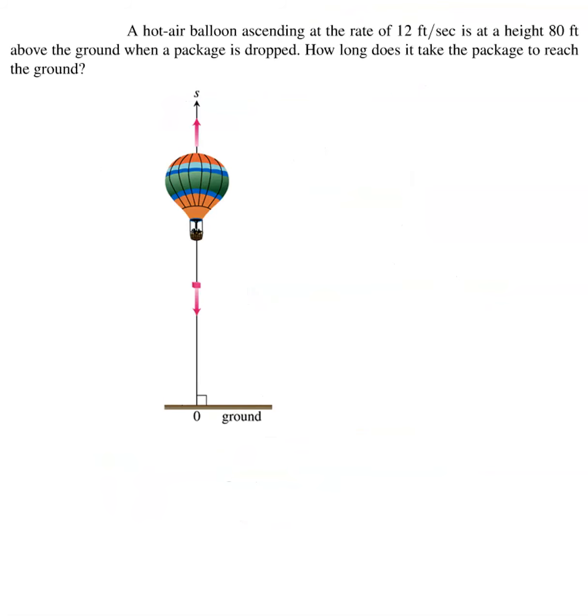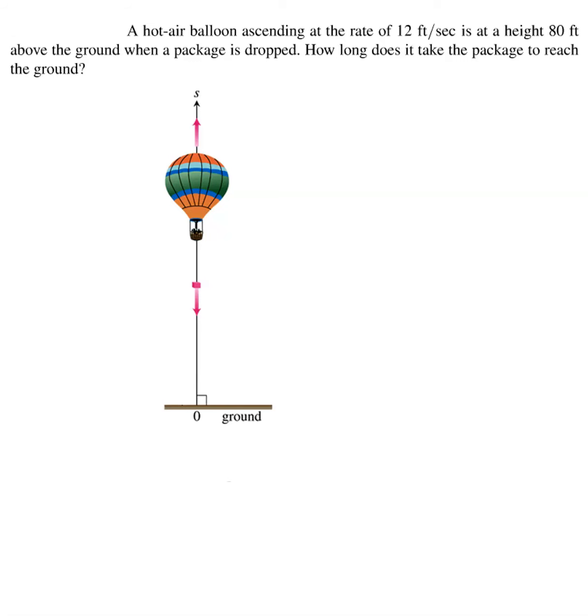Here is a word problem. A hot air balloon ascending at the rate of 12 feet per second is at a height 80 feet above the ground when a package is dropped. How long does it take the package to reach the ground? We have the figure here to help us throw in all the details given in the problem. The hot air balloon is ascending, so it's climbing up at the rate of 12 feet per second and is at a height of 80 feet above the ground when the package is dropped. So the balloon is going up, the package is falling down. The question is, how long does it take the package to reach the ground?